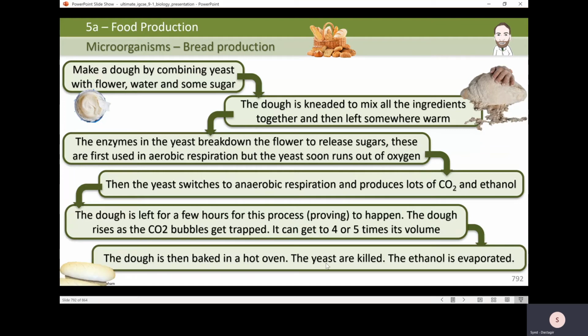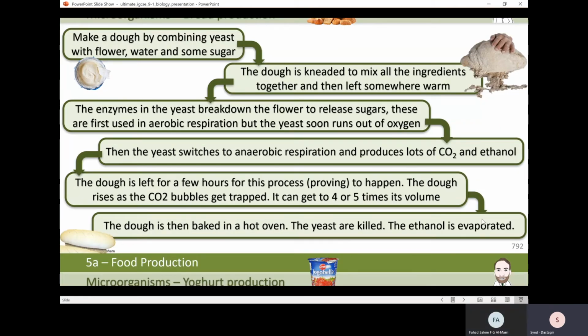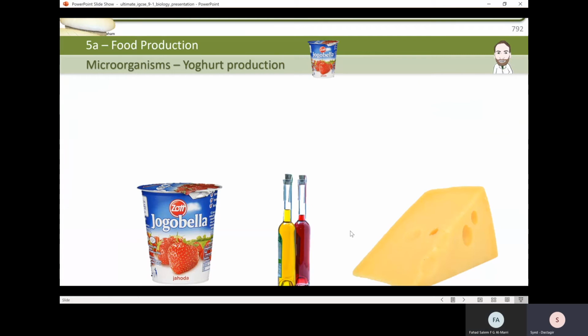The dough is then baked in a hot oven. The yeast are killed. That's why it doesn't continue expanding. And ethanol is evaporated. That's why we do not get drunk from bread. Now moving on to yogurt using lactobacillus.